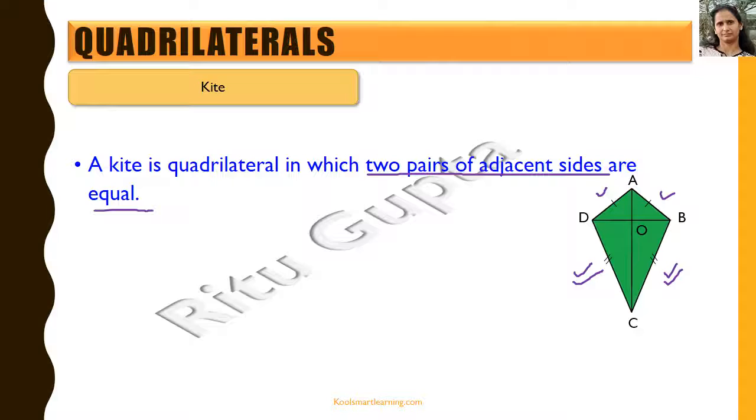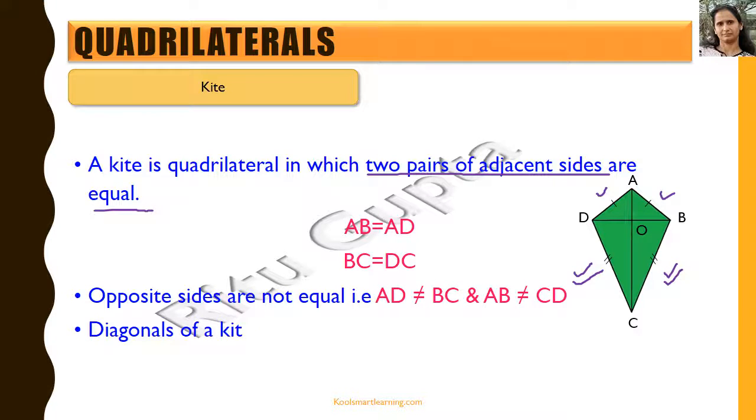In this case we need to remember that the opposite sides AD and BC are not equal to each other, because in that case it will become a different type of quadrilateral which is called rhombus. So as we just said, AB is equal to AD and BC is equal to DC. The opposite sides are not equal. The diagonals of a kite intersect at 90 degrees. So we are saying angle AOD is equal to angle AOB is equal to angle BOC is equal to angle DOC, and all of them are 90 degrees.